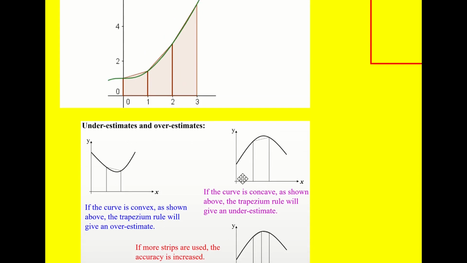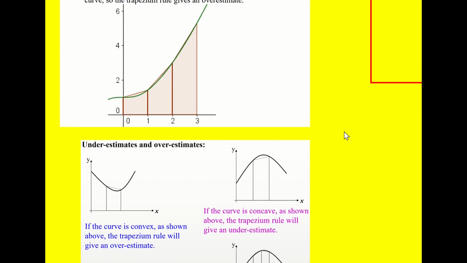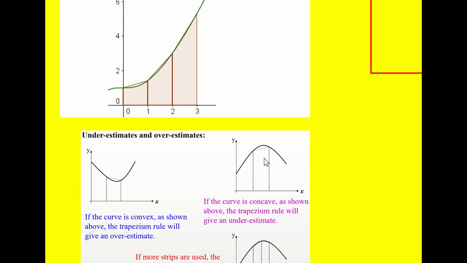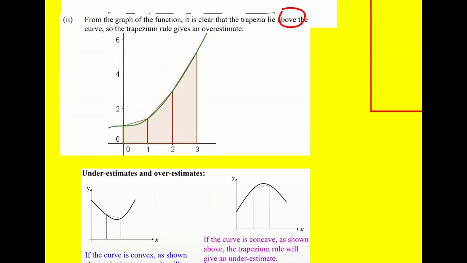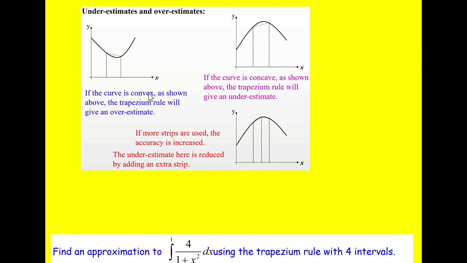Okay, so just be aware of these things. I don't know if you need to use the words convex and concave. You will have seen them already, but just be aware of overestimates and underestimates. And as I said before, the more strips or trapezia used, the more accuracy you're going to have, because if I divided these into two, then suddenly the little bit of area that is above is going to be less. Okay, brilliant.